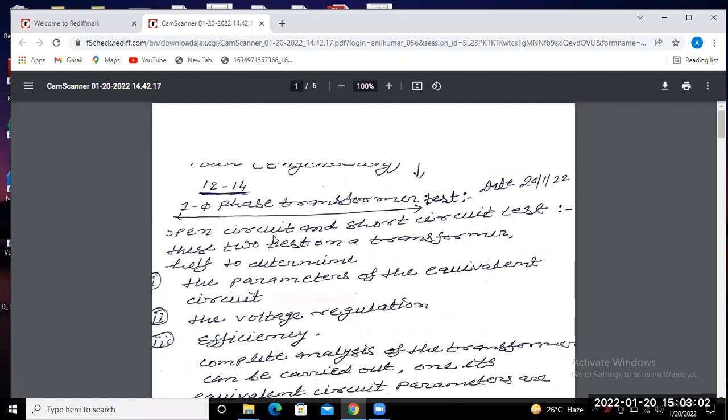Open circuit test is also known as the no load test. No load test, that means no load on the transformer. We have not connected any load to the secondary side of the transformer. So only the supply is given to the primary winding, and the secondary side of the winding is open or no load.